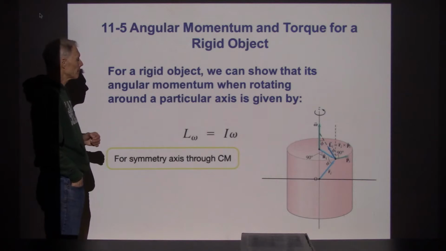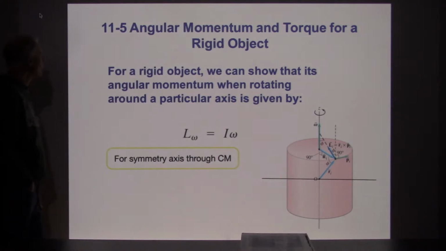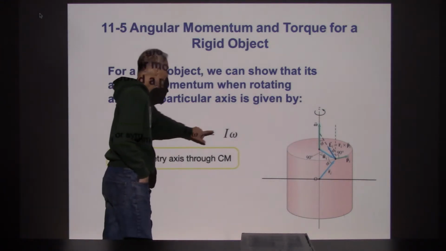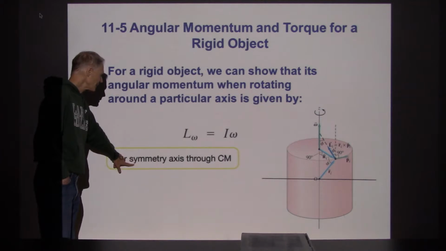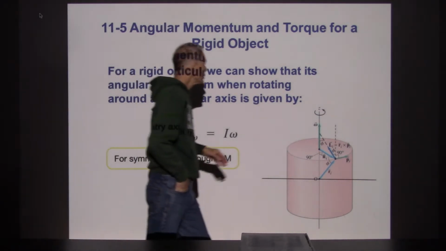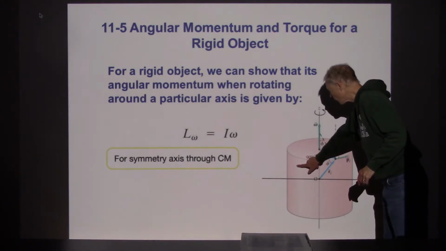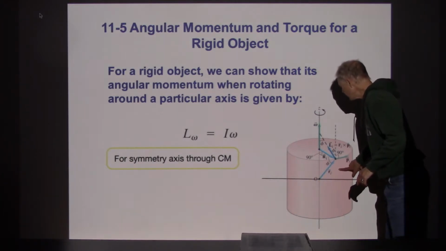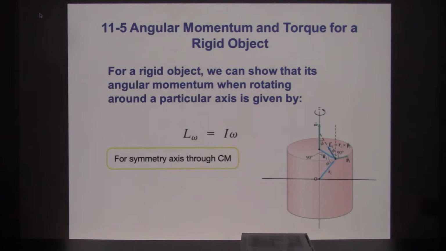All right, let's do some angular momentum calculations for objects. For a rigid object, we can show that angular momentum around a particular axis is given by I omega. Now, that really only works if we're calculating this around an axis of symmetry through the center of mass. So let's say that we have a cylinder here, and what we can do is look at individual parts of the cylinder and ask how much angular momentum each individual portion of the cylinder has.